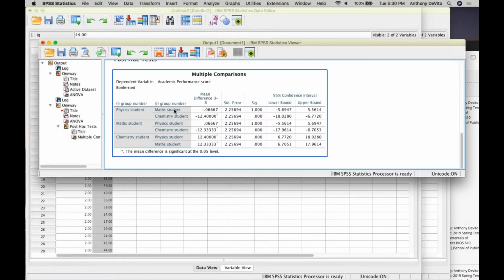So apparently, we can't say that the mean for physics students and math students is different, but we can say that the means for math and chemistry students, those are different. Okay. So it's done this analysis for us, and it's done it without giving us any extra chance of rejecting the null hypothesis inappropriately, like we would have if we had to run the t-test 3 times in a row. Okay, that's how we use analysis of variance.